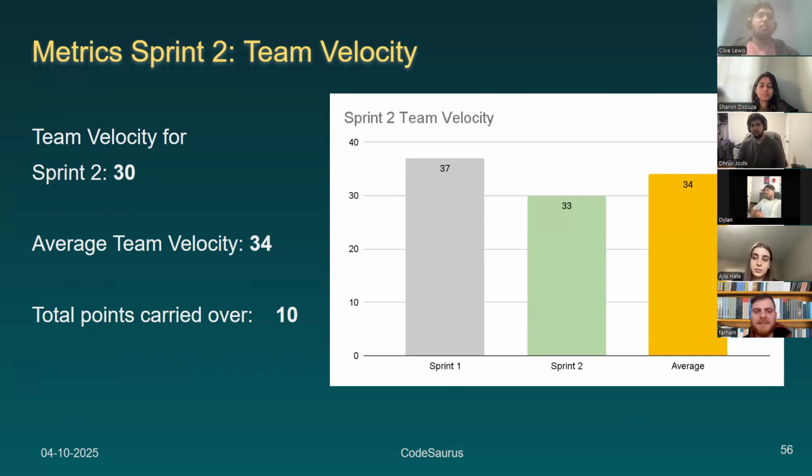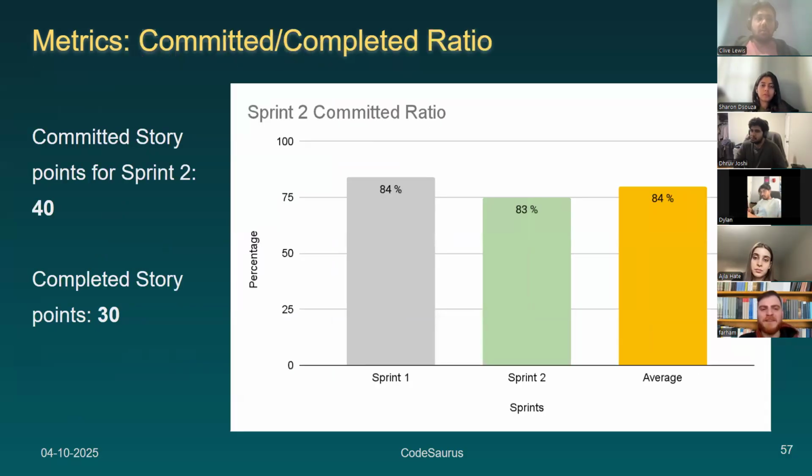average team velocity comes out to 34 based on Sprint 1 and Sprint 2. For this sprint, the total points that are going to be carried over to the next sprint is going to be 10 points, which we will be looking at in more detail. Our committed ratio is that we took on 40 points for this sprint and we completed 30 of them, which brings us to a committed ratio of 83%, which is slightly less than the previous sprint, but not by a lot, which is still keeping our average at 84%.